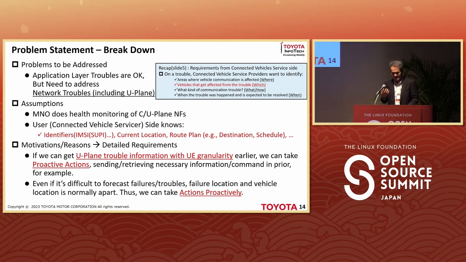And here, an important point is, on the contrary, I said identifier, but what about the location, in terms of the tracking area or cell ID? But as I stated, we already know that through the connected vehicle service. So that's why identifier information is the most important one, and also it's sufficient. This is the point. Okay.